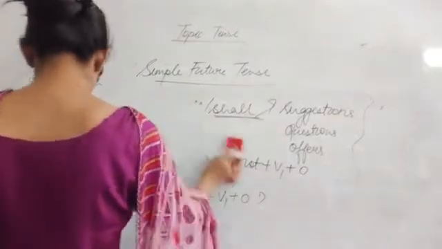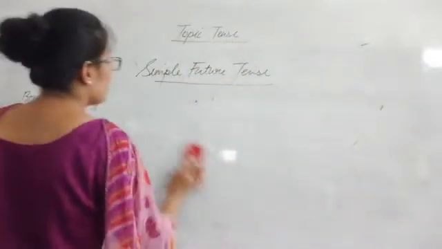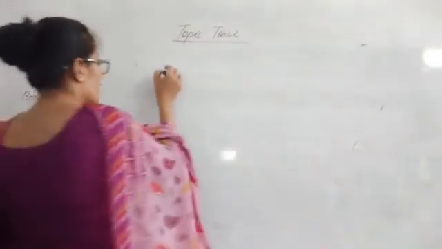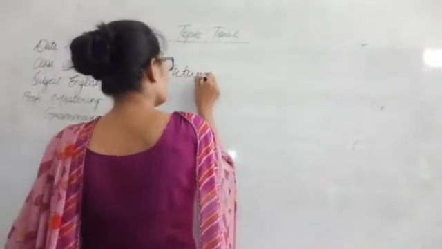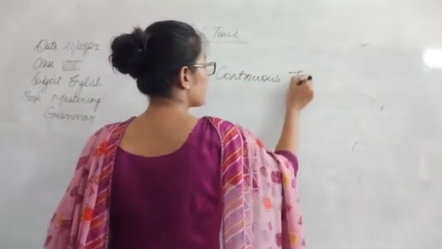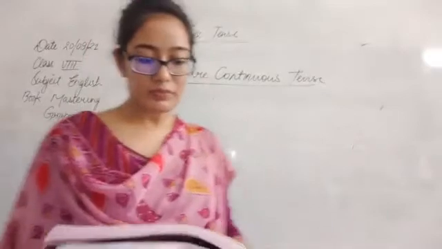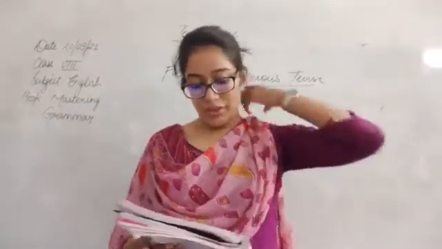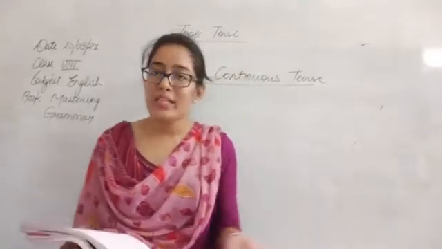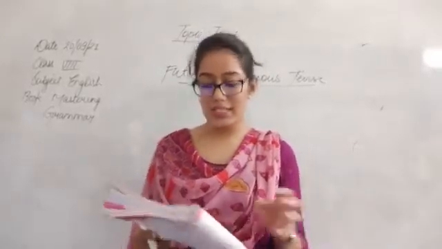Now let's move on to the next type of tense. The next type of tense would be future continuous tense. Continuity of an action. Future continuous tense is used to indicate an action that will be going on in the future. I have already told you, it is the continuity of an action that will be taking place in the future.